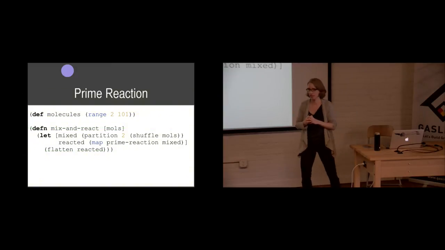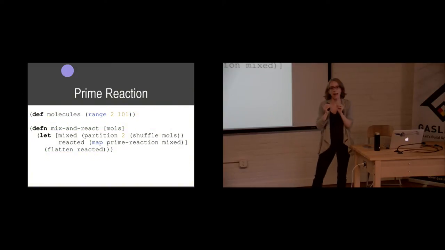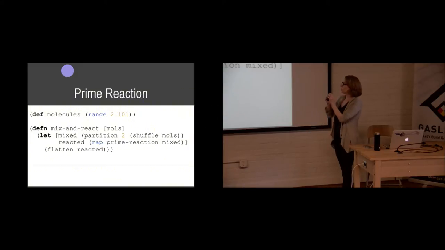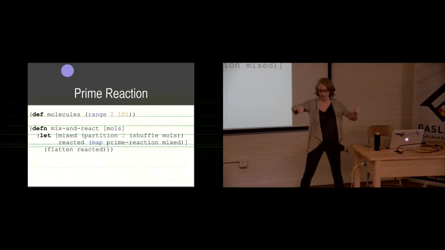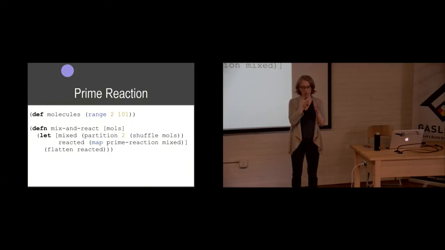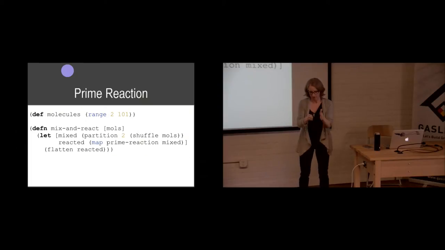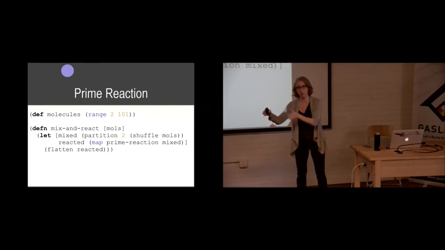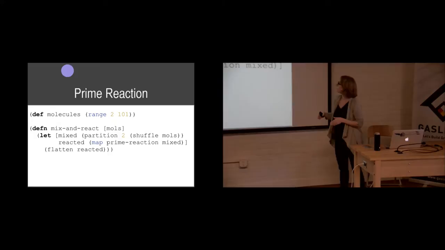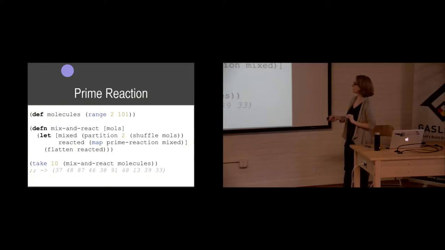We're going to make another function that is going to mix and react these molecules. And the way that we're going to mix and react these molecules is we're just going to take this big list of molecules, and we're going to shuffle them all up together, so they're in a totally random order, and we're just going to divide them into pairs of twos so they can react with each other. And then we're just going to go ahead and take that prime reaction that we just saw, and take each pair and have them react. And then we're going to return our new list of reacted molecules.